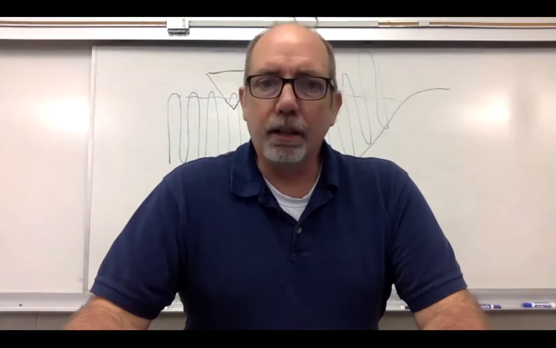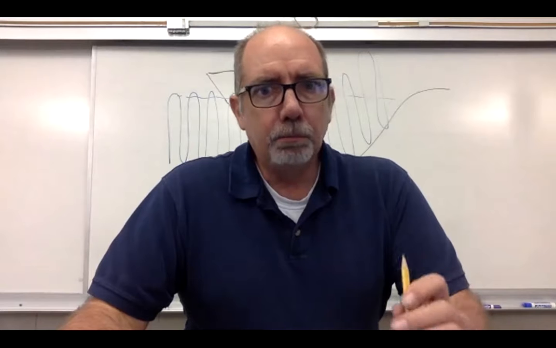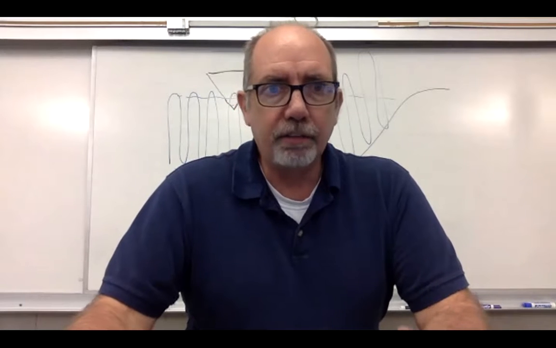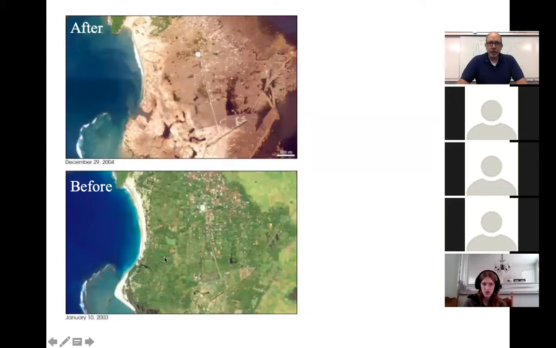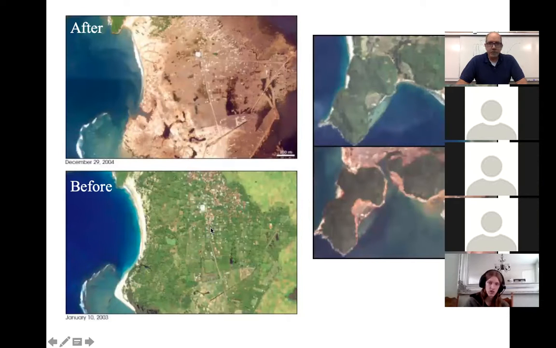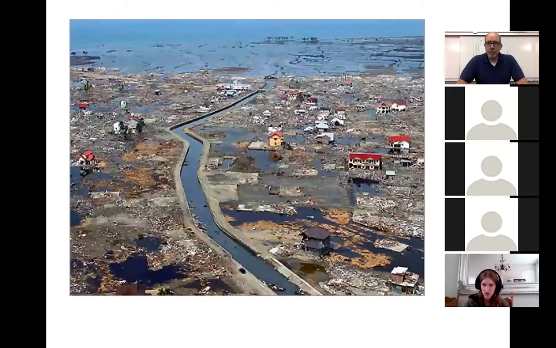And so tsunamis don't happen often, but when they do, they are devastating. They are devastating events. Okay? That lush tropical paradise that was Thailand, inundated by salt water, killed all the vegetation. Okay. All right. So these are incredibly devastating events, right? They don't happen often, but when they do, they're devastating.